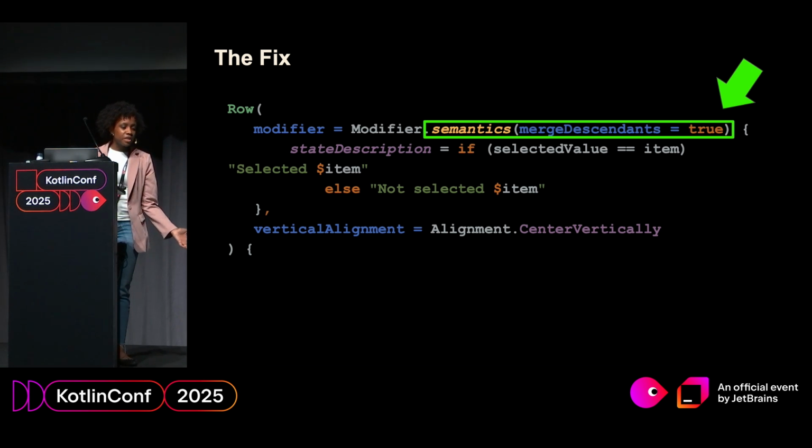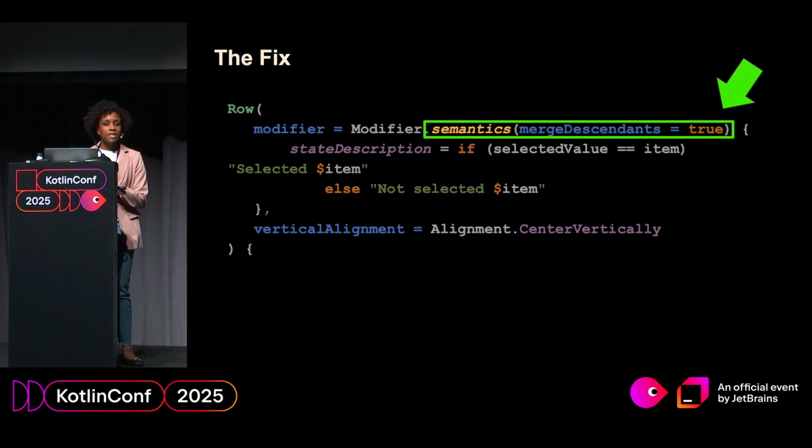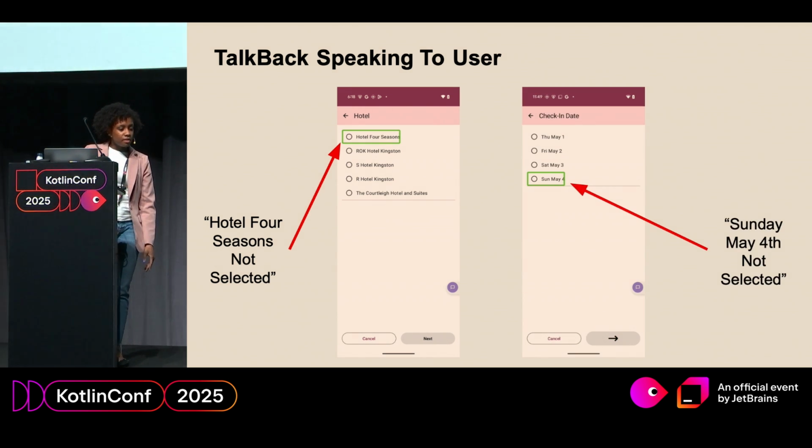Okay, so the fix was that we merged the descendants, or all the parent and child components. So it will say if something is selected or not, like the selected hotel name or selected date. Hotel Four Seasons is not selected, and Sunday, May 4th was not selected as well.